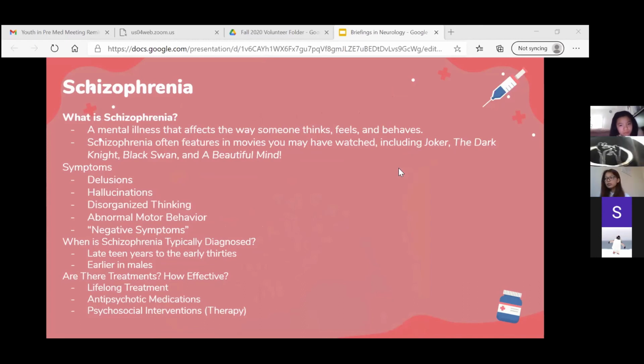You may have been exposed to movies that feature schizophrenia, such as Joker, The Dark Knight, Black Swan, and A Beautiful Mind. There are many more, and you may see schizophrenia portrayed in movies you see later on. There are many symptoms of schizophrenia.